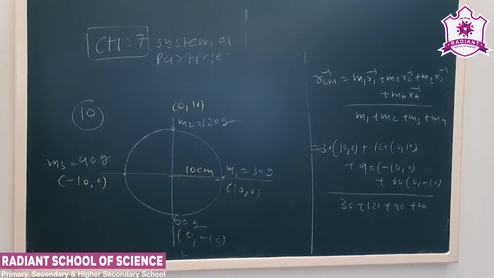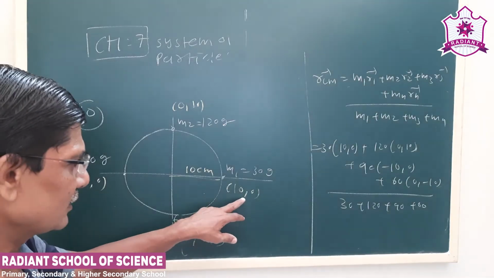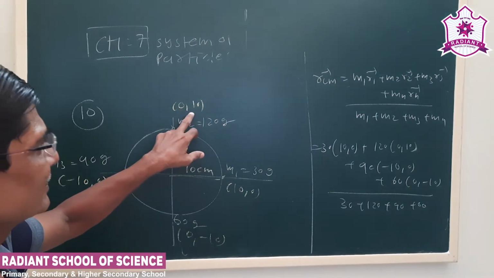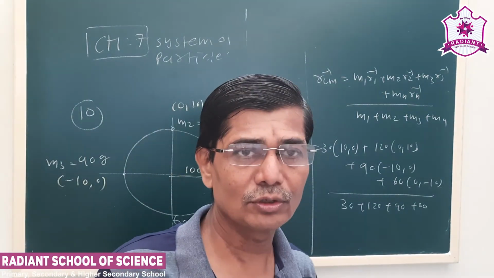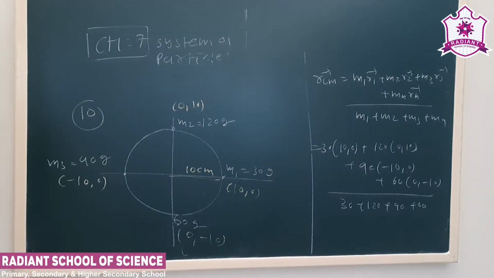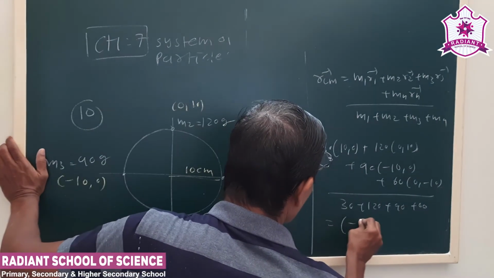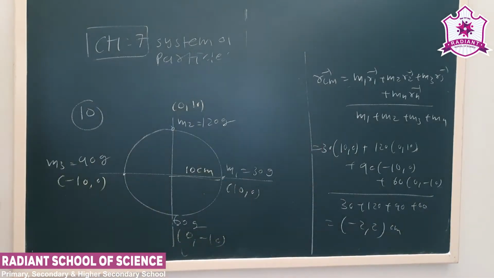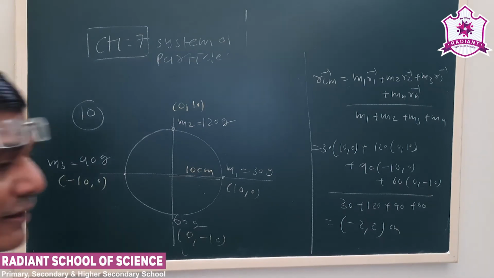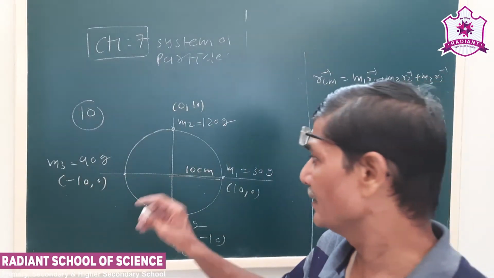Considering our Cartesian coordinate system, the position vectors will become (10, 0), (0, 10), (-10, 0), (0, -10). See, we have substituted. Now we know these are symmetric objects. The radius is the same. Now if we solve, we can obtain the center of mass as (-2, 2) centimeter. Now tell me, when will the center of mass be at the geometric center?